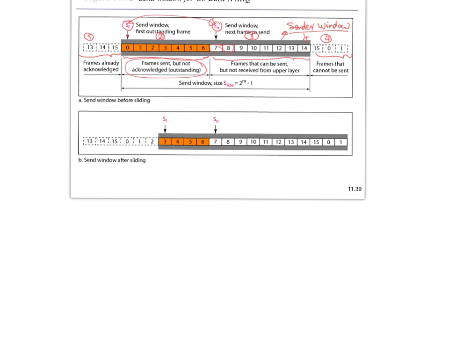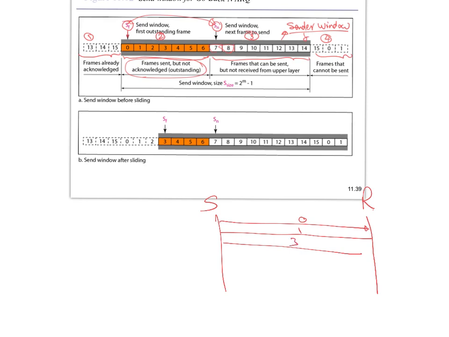Okay, so imagine I have a sender and I have the receiver. I sent the first frame. I don't have to wait. I can send the second frame. I can send the third frame. And at some point when I receive the acknowledgement, here I can slide.